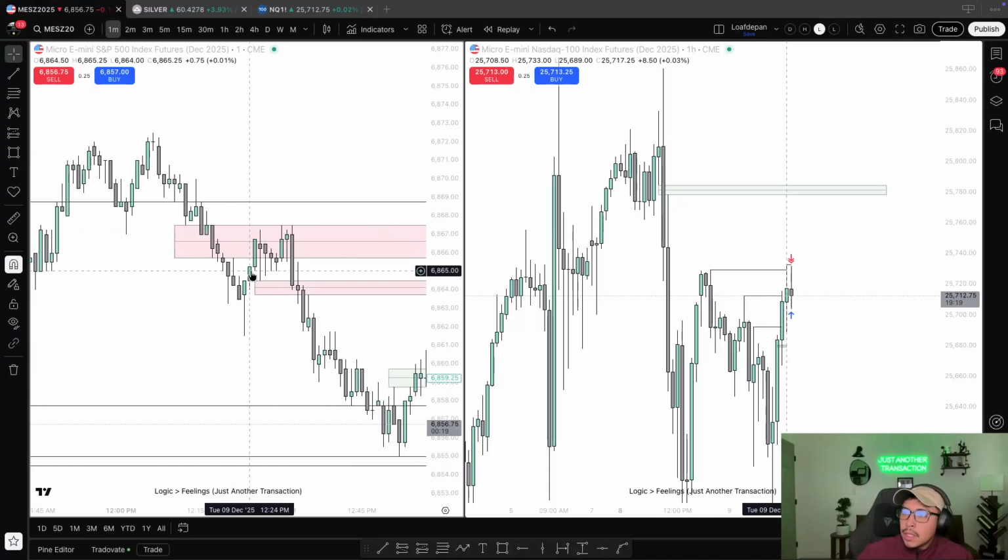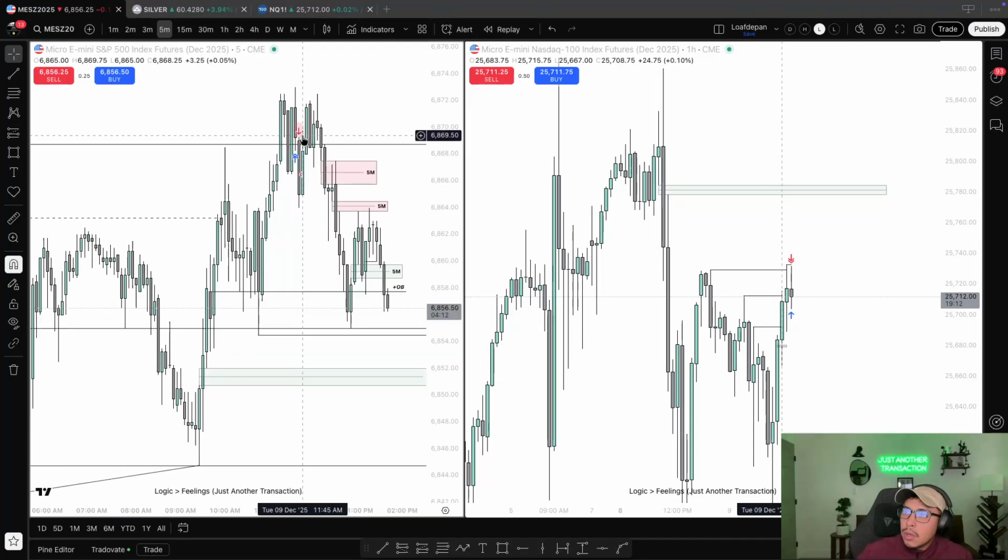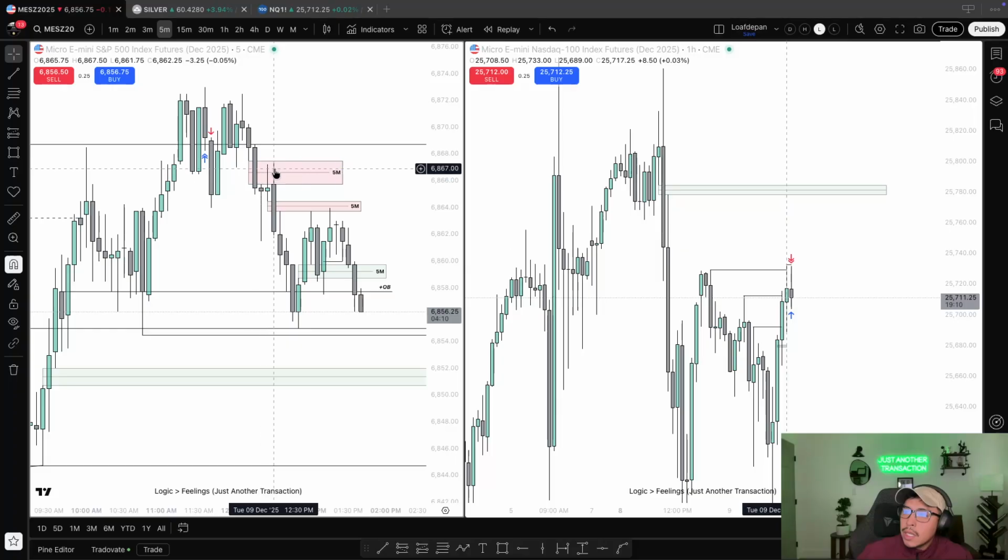I was contemplating entering here, but I did not, just because I wanted to see this 5-minute inverse first, because we did have a 5-minute PD array that can push us lower. So I didn't want to just go against that, and this would be a low probability long, because we have already been chopping around. Yes, we did sweep this liquidity and we're coming off the order block, which makes sense.